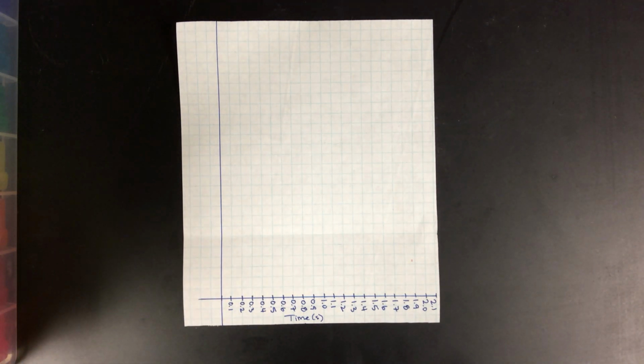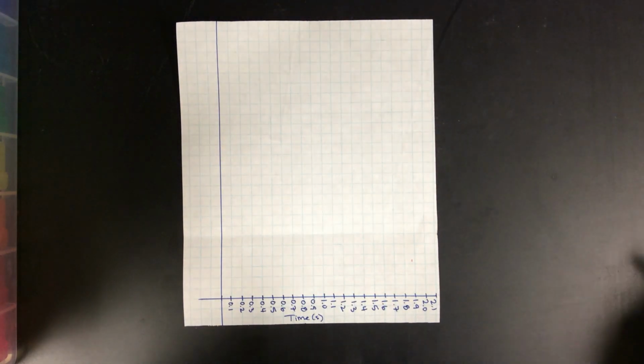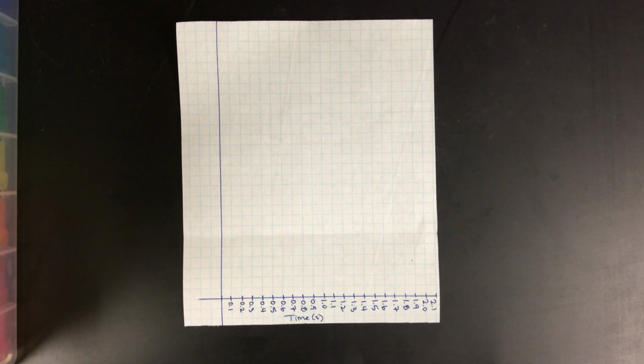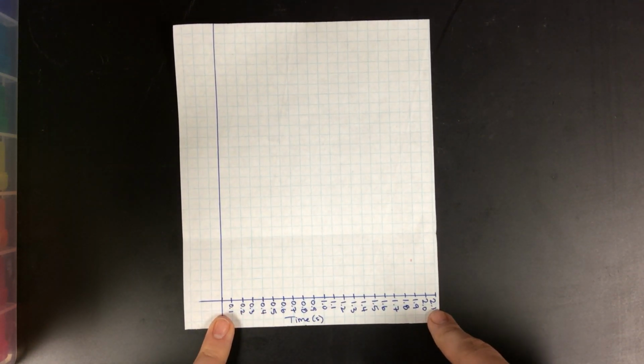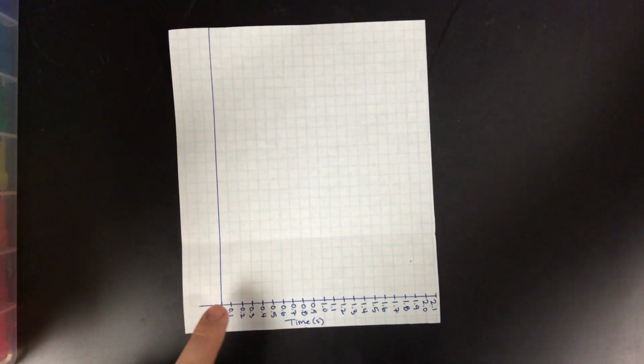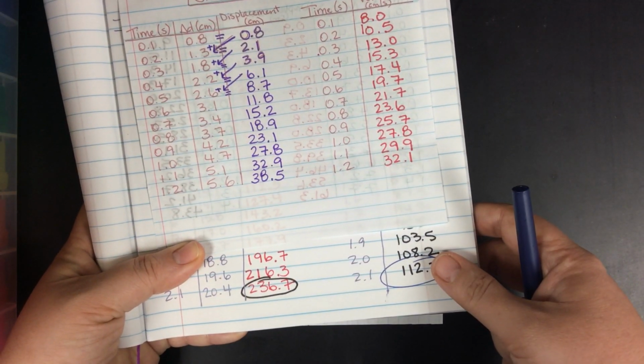Now you can see that I've already started my graph here. The process for making our velocity time graph is going to be very similar to the process for making the displacement graph. So I've already marked my time axis, that's my x-axis, and I need to mark my y-axis. That's where we're going to put velocity. And just like we did for displacement, I'm going to go back to my data charts.